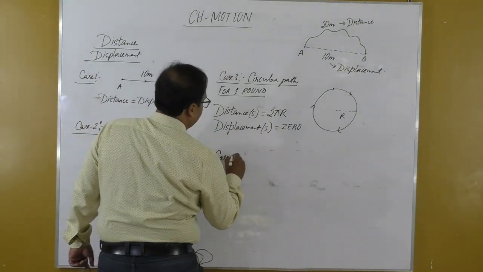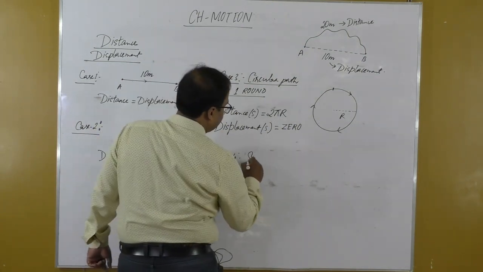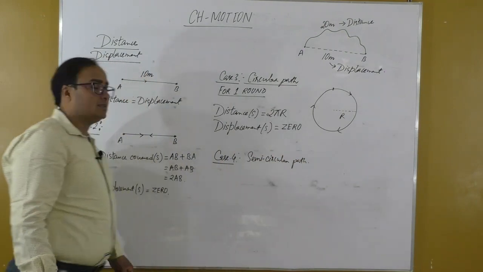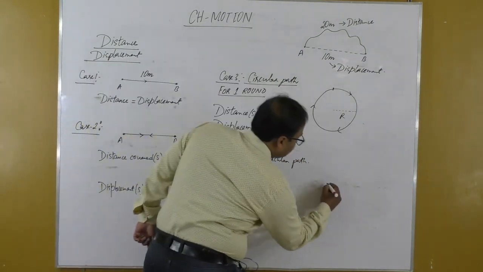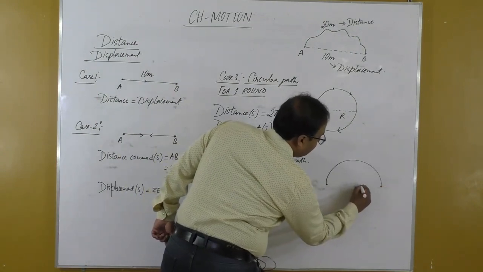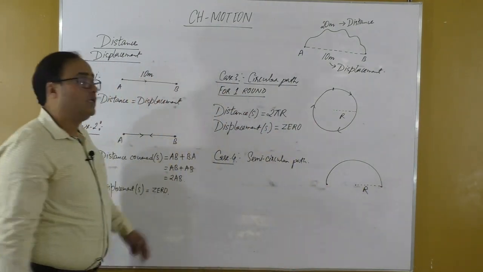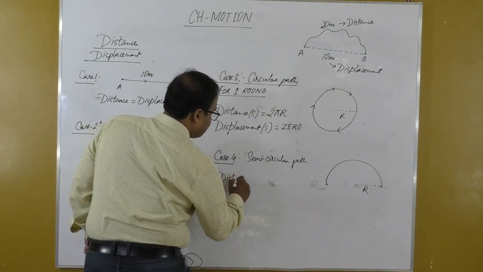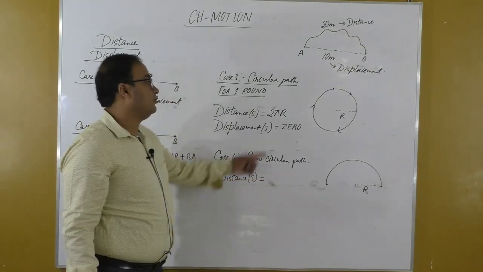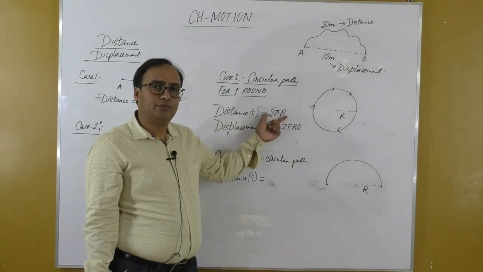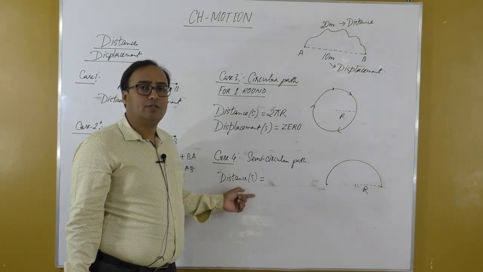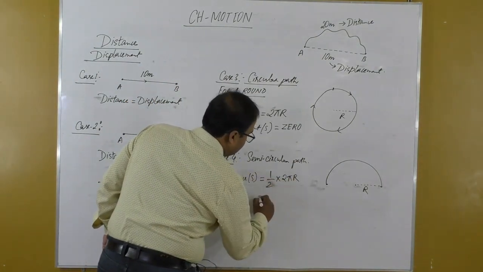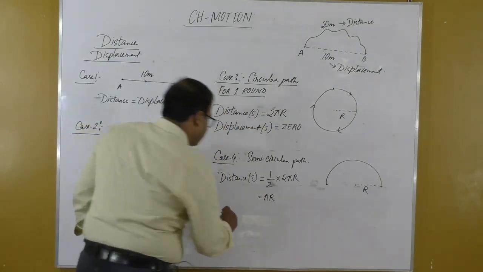Now another case, case 4, I am going to discuss a semi-circular path. What kind of path? Semi-circular path. If a body moves in a semicircular path of radius r, in this case, if I ask you what is the distance covered? In a full circle the distance covered was the circumference 2 pi r. So in a half circle the distance covered will be half of the circumference, and half of the circumference is half into 2 pi r, that is pi r. Then what will be the displacement?